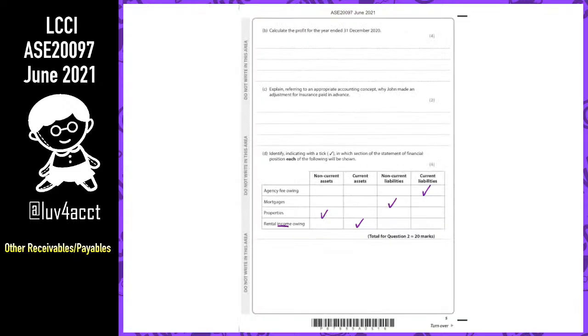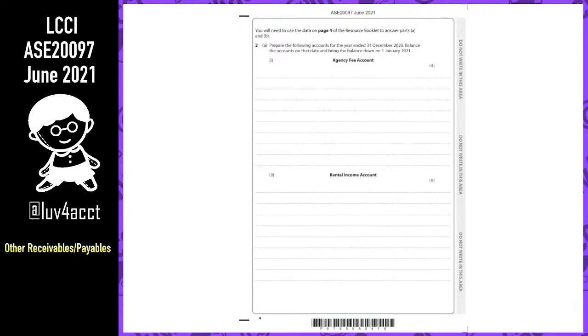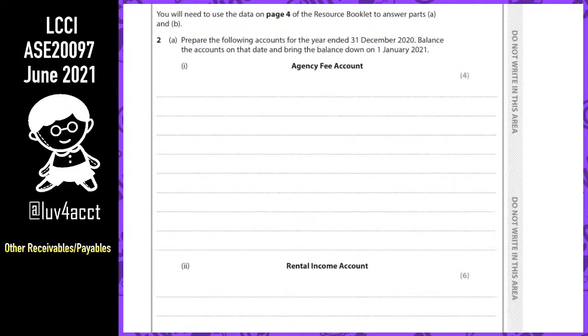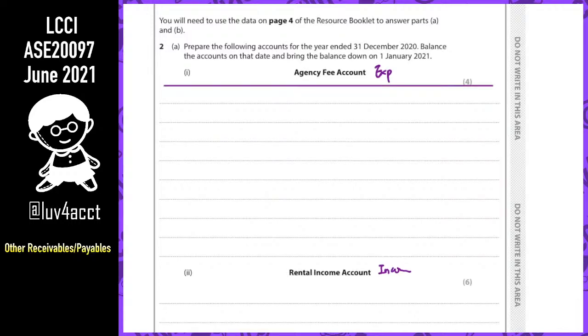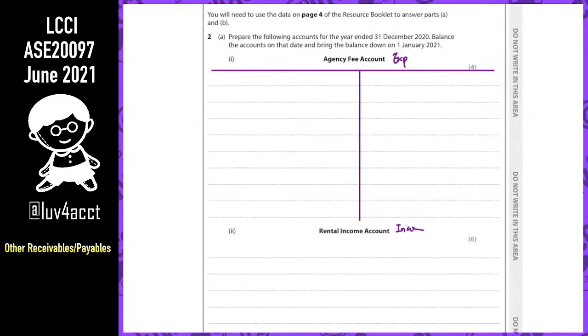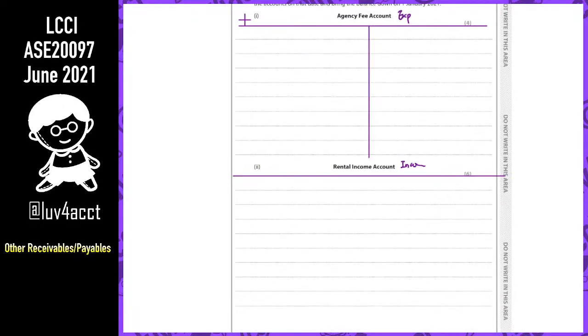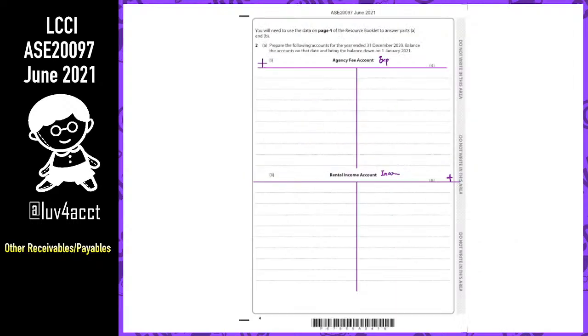Okay, so let us go back. Agency fee account, rental income account. So this should be an expense, this should be an income. Let me draw the format first for you. An expense account is in the debit side. We have a normal debit balance on the debit side. And then for income would be a credit side account.